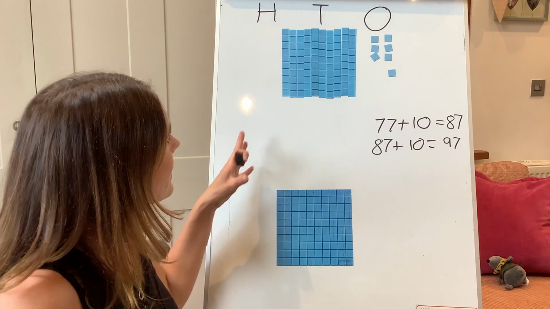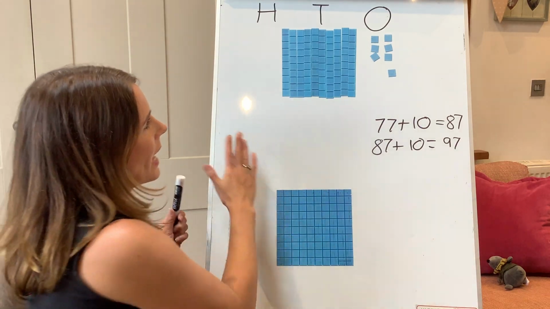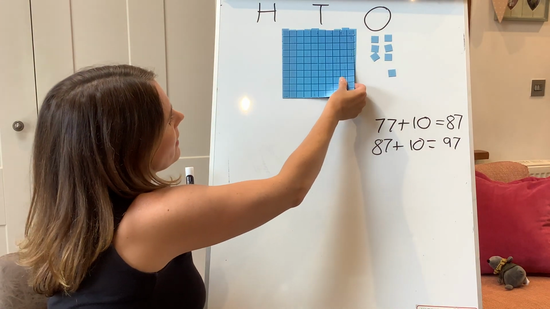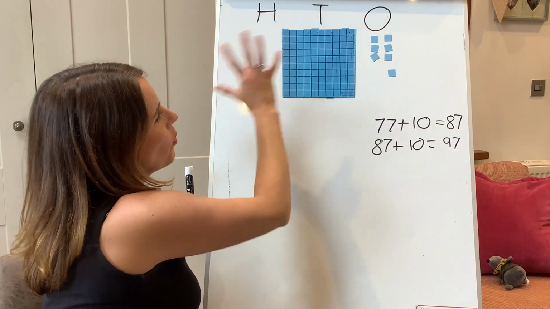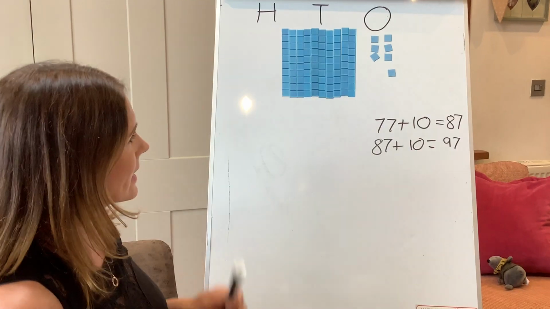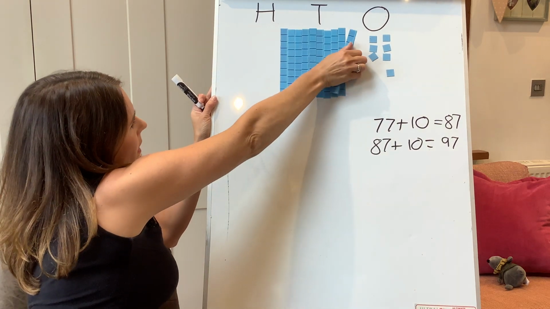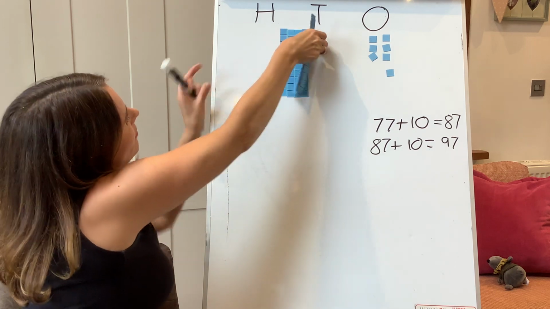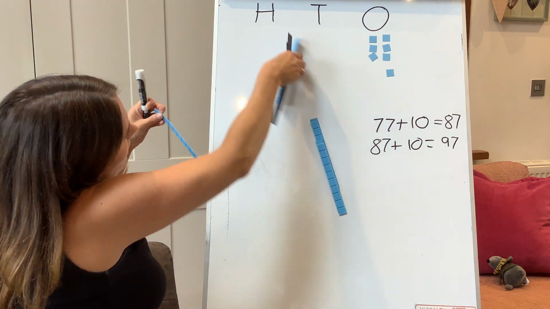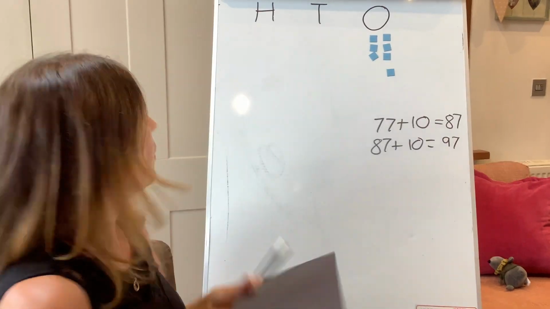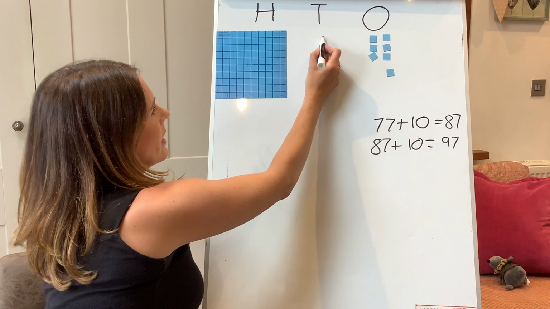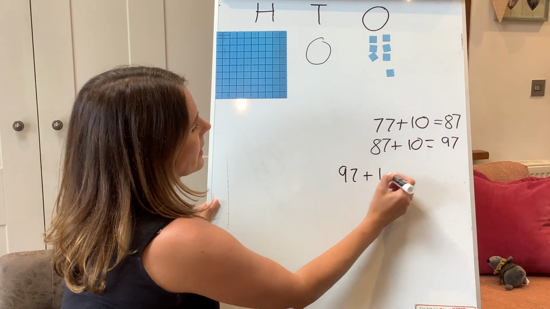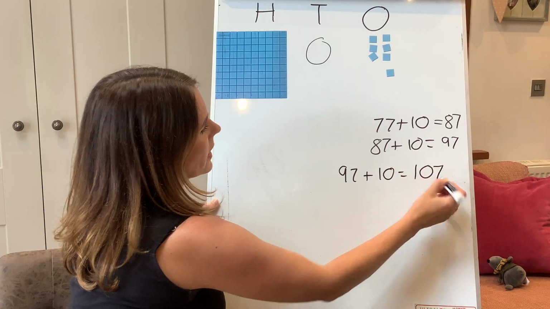Okay, so we've got 97 and we've added on another 10. We've now got 10 10s in our 10s column. 10 10s are the same as, you can see there, 100. So those 10 10s now we're going to exchange for 100, and we've got 0 10s there. So we've now got 97 add 10 is equal to 107.